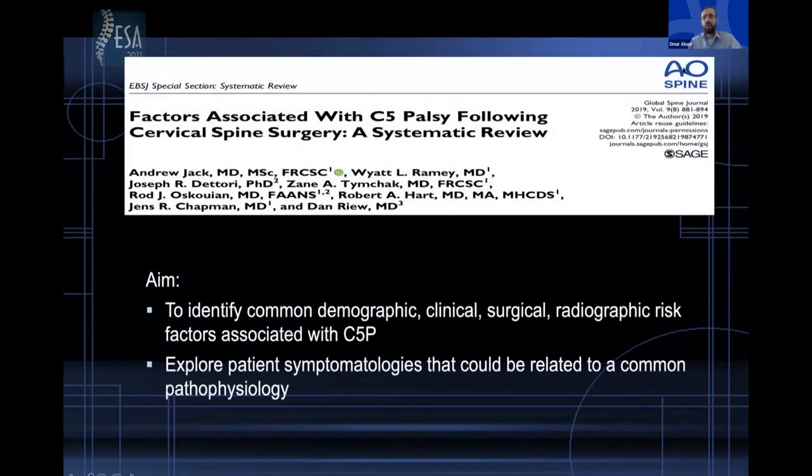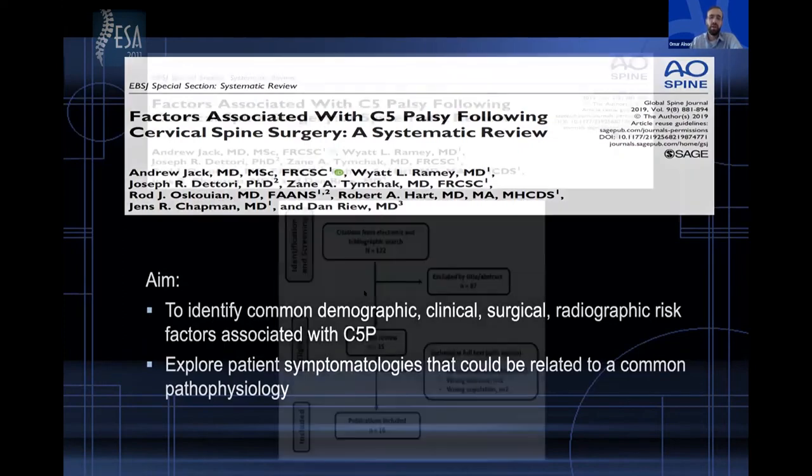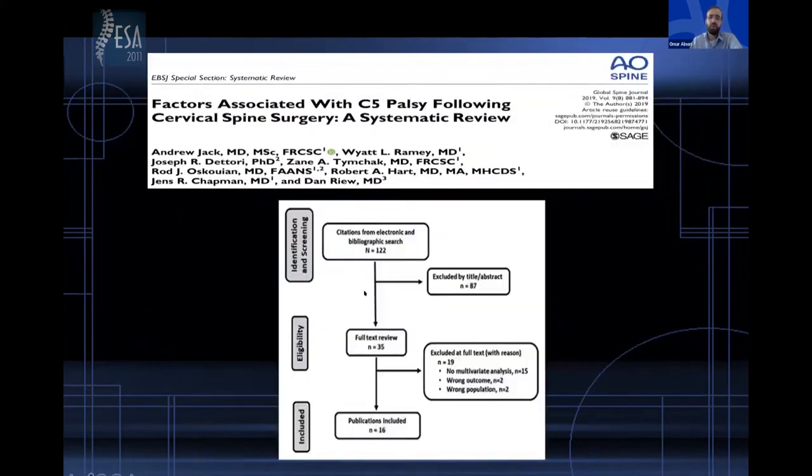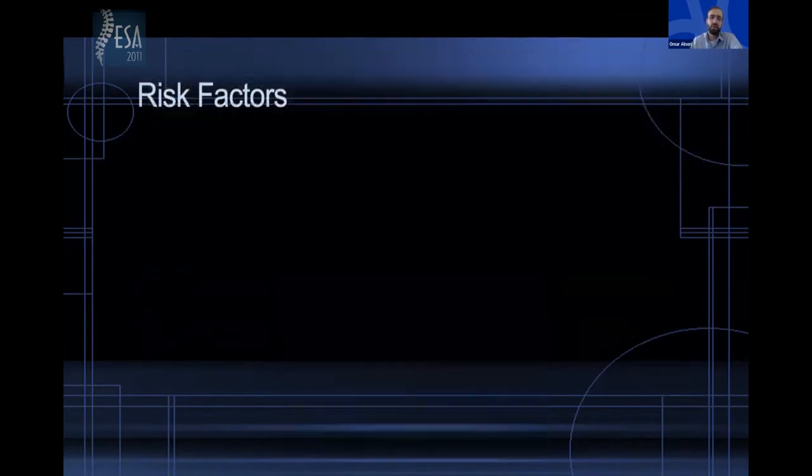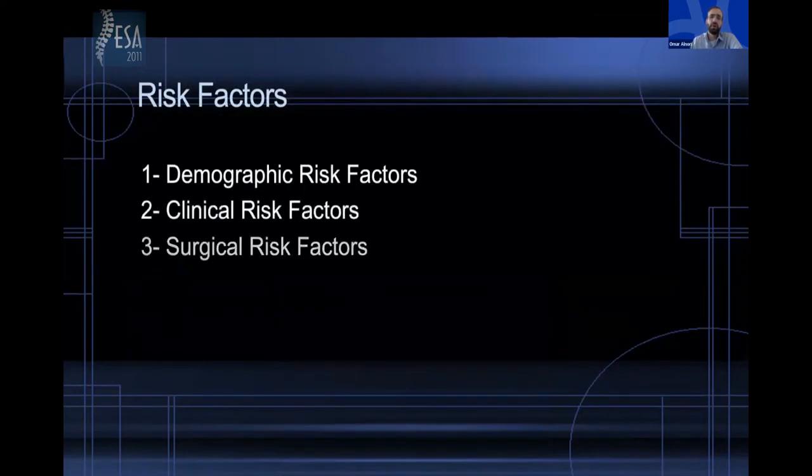And here is where the AO came with its study, a systematic review published in 2019. The aim of the study was to study the risk factors for C5 palsy. They reviewed 122 articles and included about 16 articles. They divided the risk factors into demographic, clinical, surgical, and radiological risk factors.